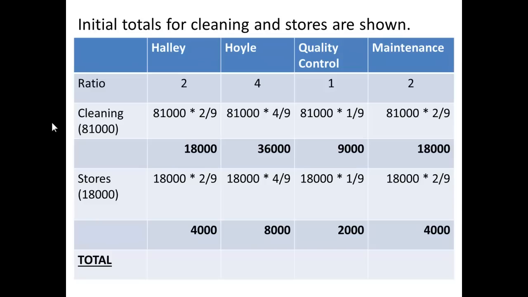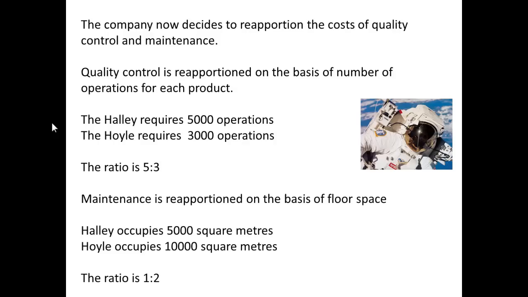And now we have the stores to apportion. So 18,000 times 2/9 gives 4,000 for the Halley, and similarly for the Hoyle we're going to get a figure of 8,000, for quality control 2,000, for maintenance 4,000. Let's sum all those up. So we have figures of 22,000 apportioned to Halley, 44,000 apportioned to Hoyle, 11,000 to quality control, and 22,000 to maintenance. Now we're going to try and reapportion the costs of quality control and maintenance, and we're going to look at how we reapportion them.